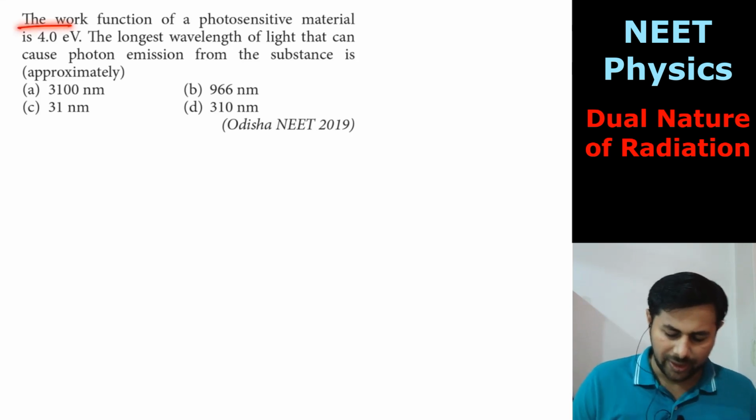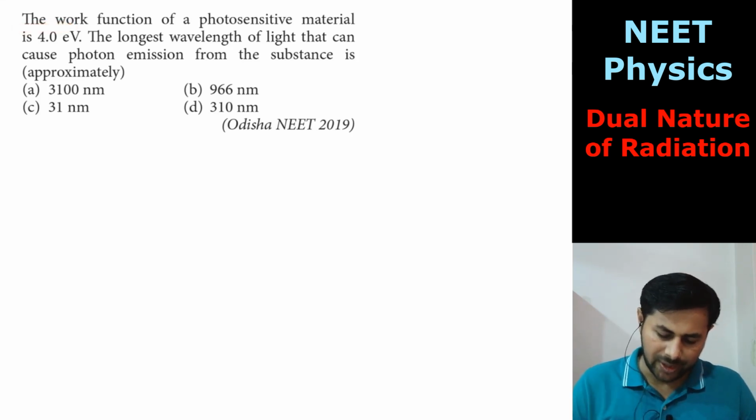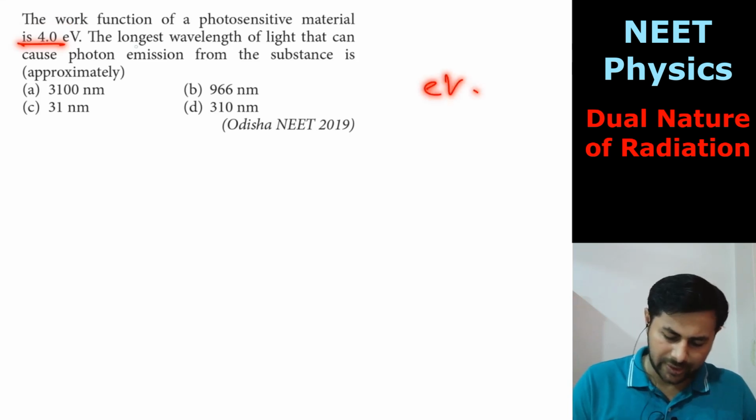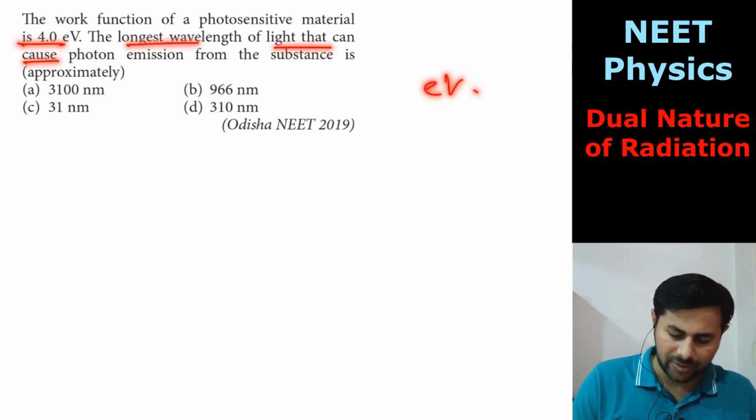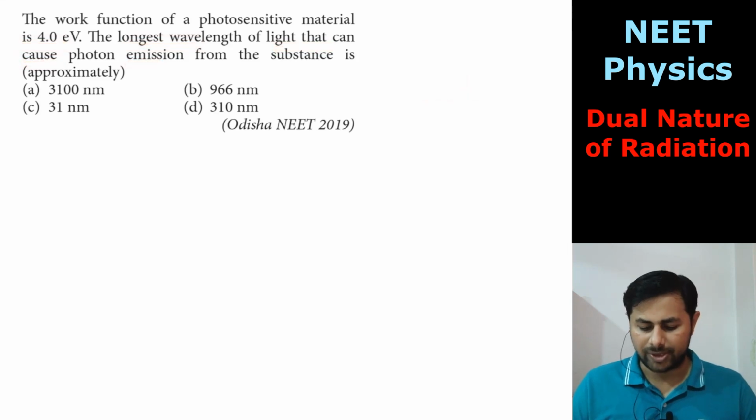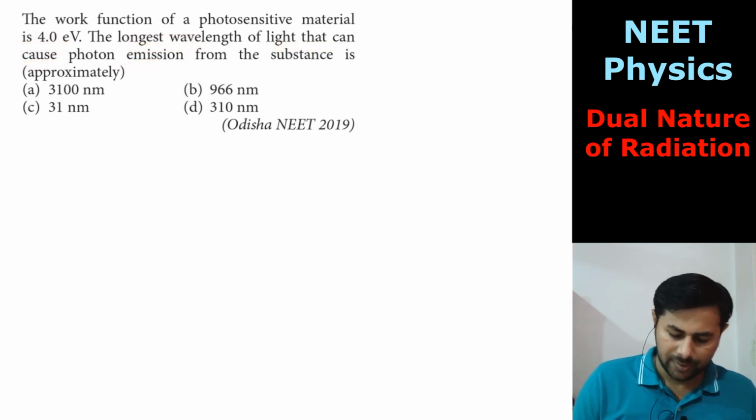All right, let's see this one. The work function of photosensitive material is 4 electron volts. The longest wavelength of light that can cause photon emission from the substance is approximately. Tell me.